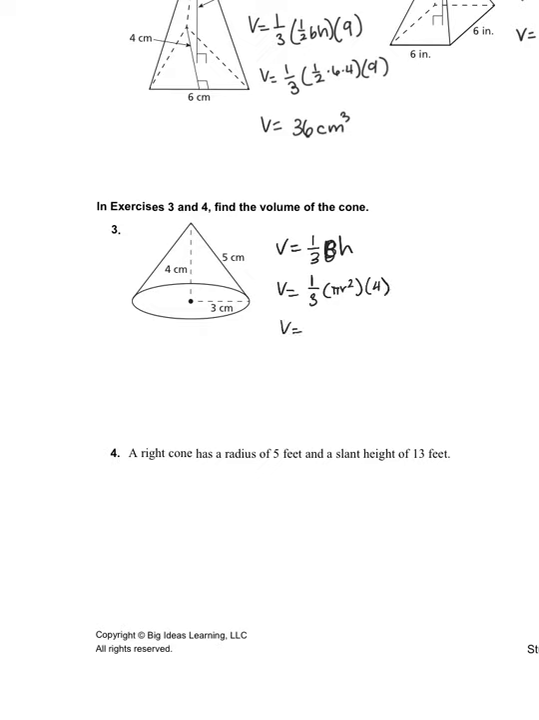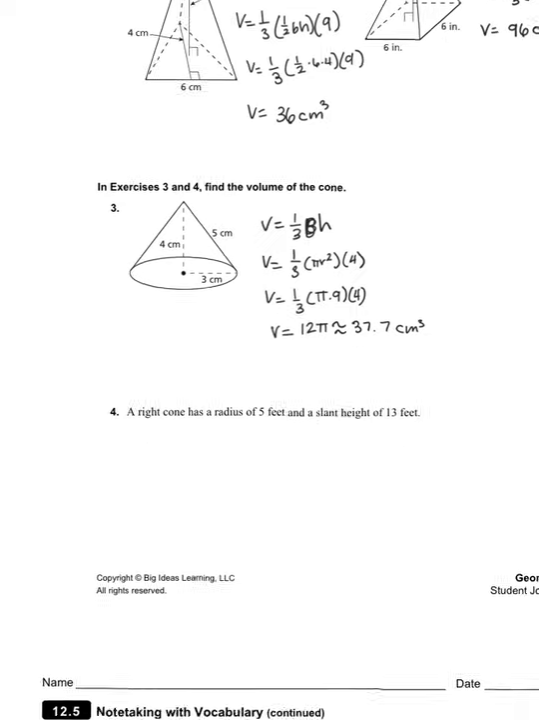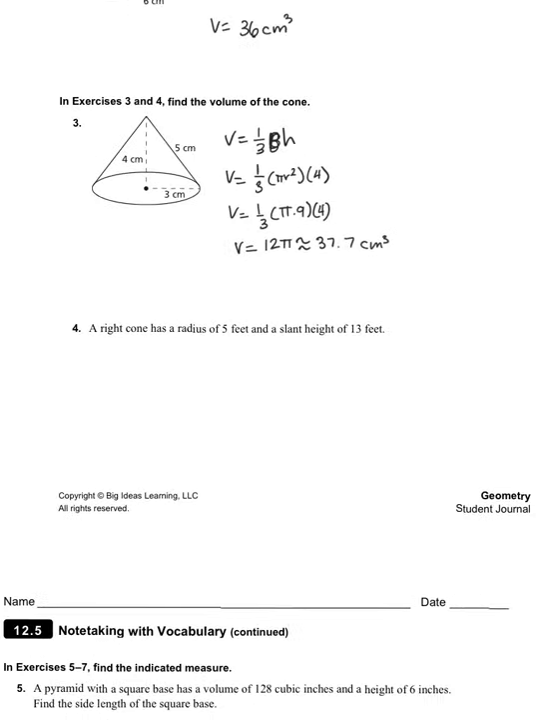So I'm just going to go ahead and plug in everything that I know. I know that my radius is 3. 3 squared is just 9, so I'm going to do pi times 9, and then times 4. I'm going to go ahead and plug that into the calculator. So I end up with volume equals 12 pi, which is approximately 37.7 centimeters cubed.